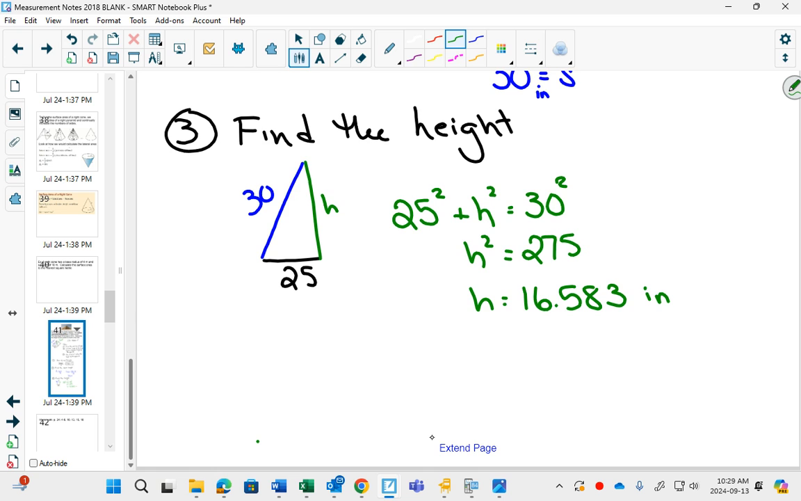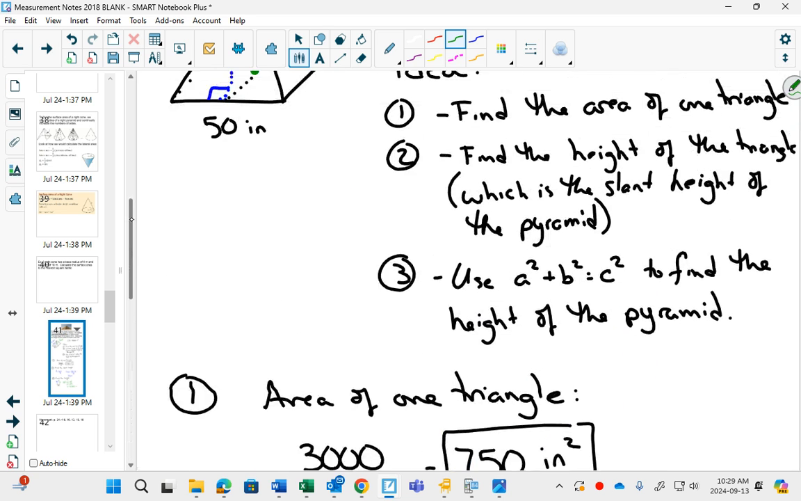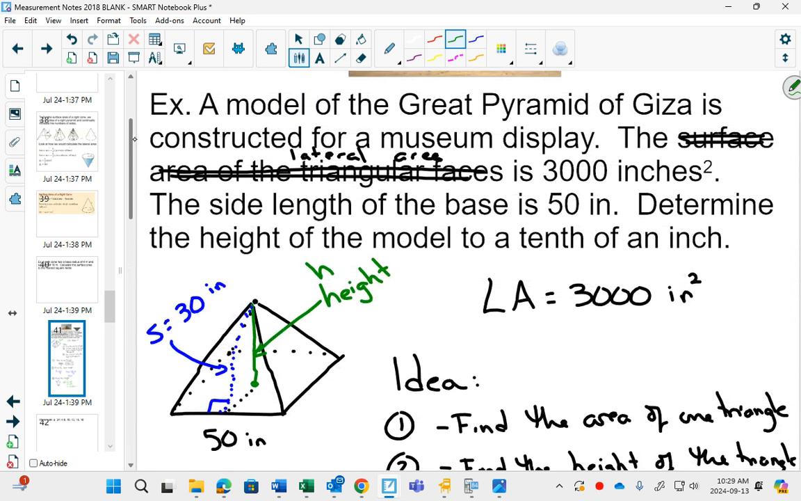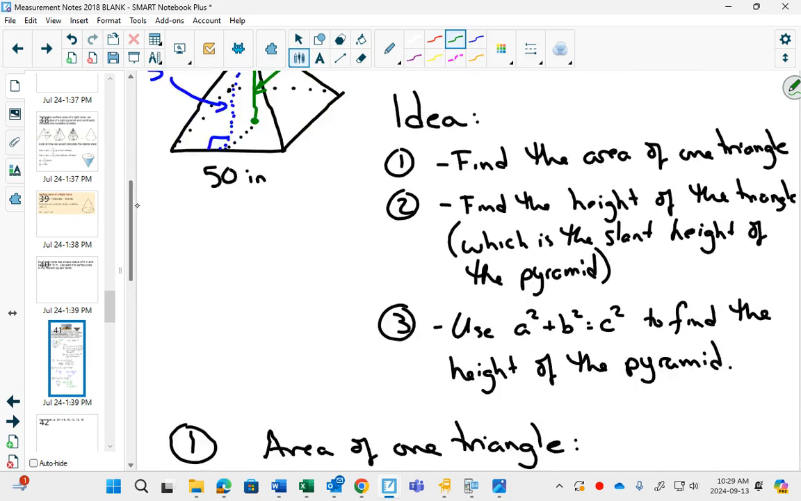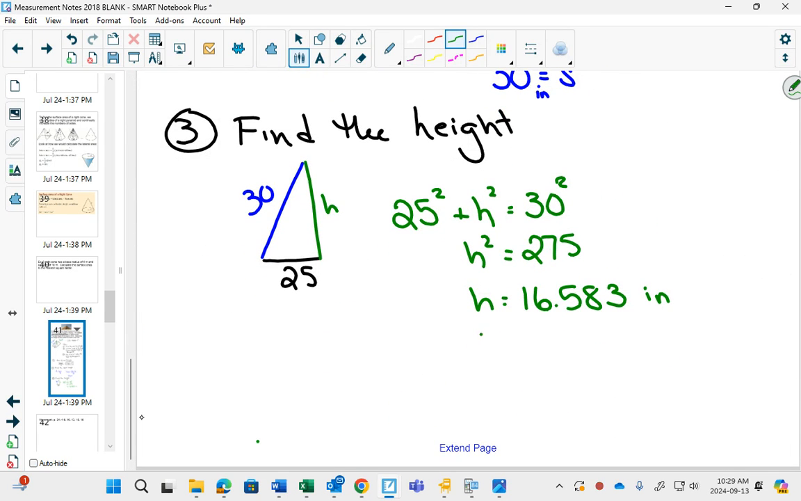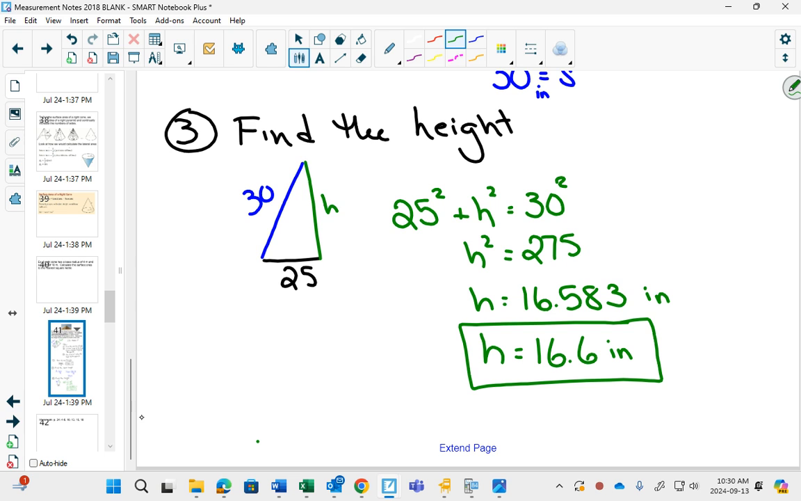Inches, does it ask us to round to a certain thing? Determine the height of the model to the nearest tenth of an inch. So the last thing I always do is I reread my question to see what kind of rounding I would like.